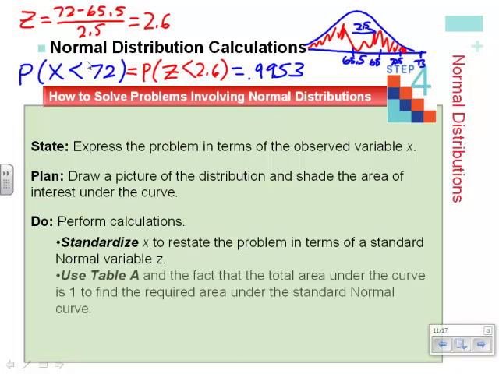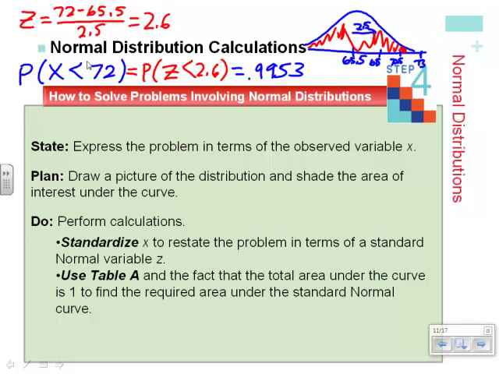Then we used table A, sometimes also known as the Z table, also sometimes known as the table of normal probabilities, to find the area under the normal curve that matches up with our statement. Right? So this is our 4-step process.